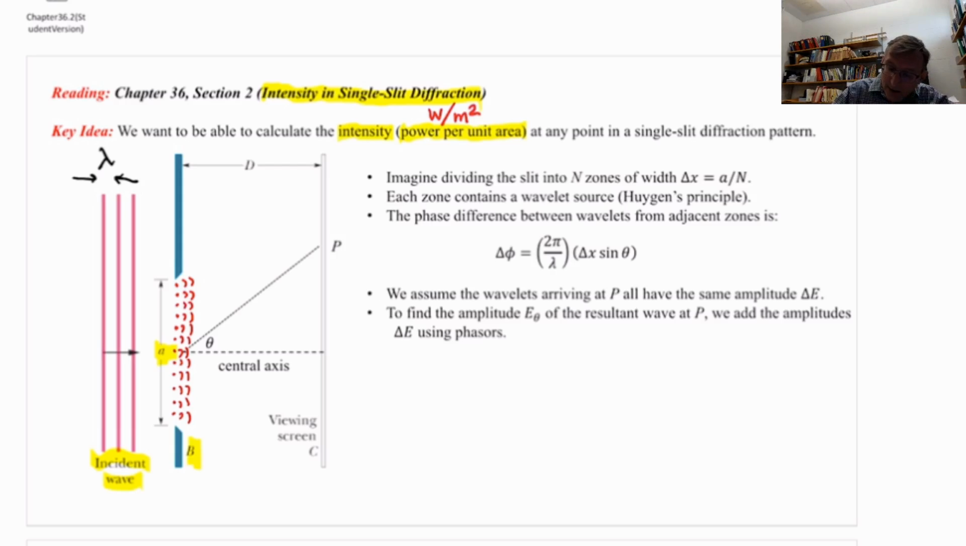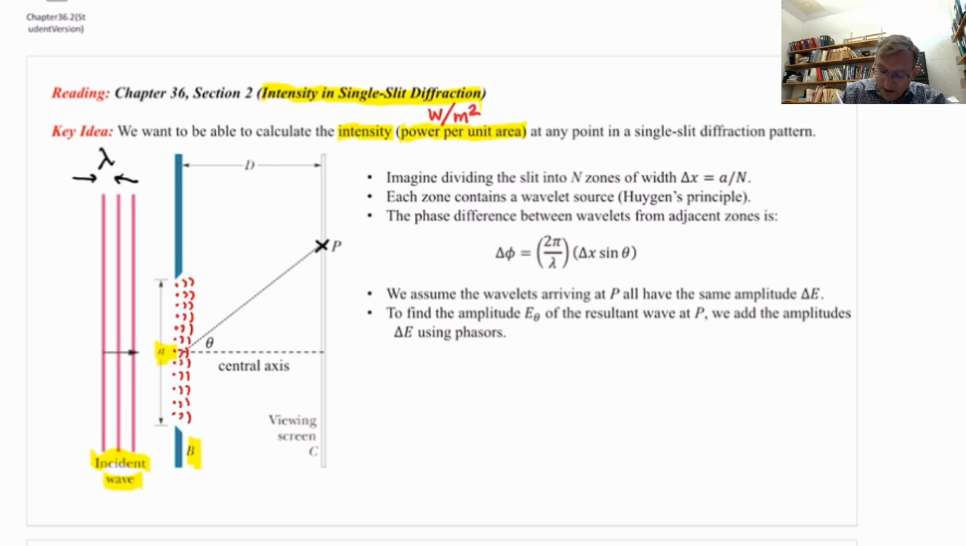So at point P on the viewing screen, we let those N wavelets interfere to see what kind of resultant wave we get. And do we get fully constructive interference? That would be a bright fringe. Fully destructive interference? That would be a dark fringe, or something in between.